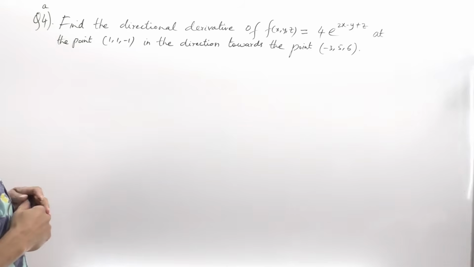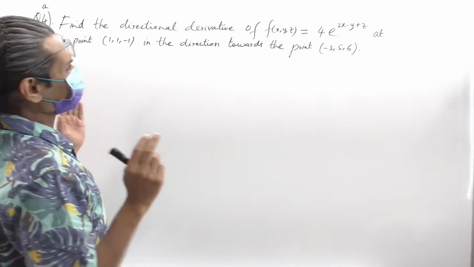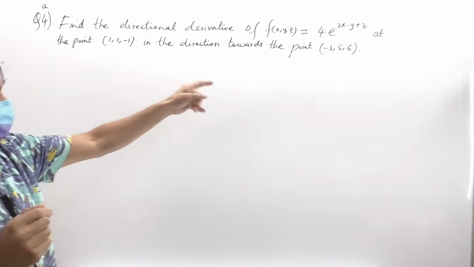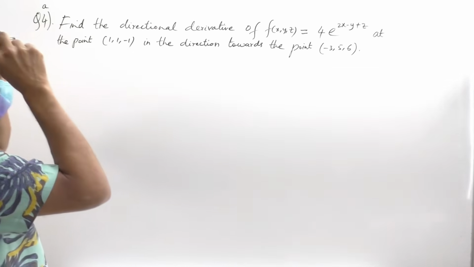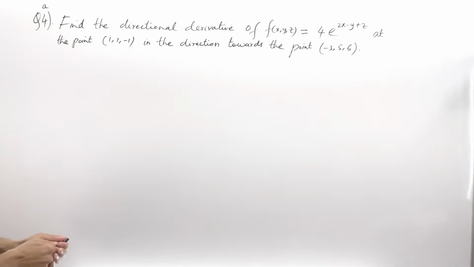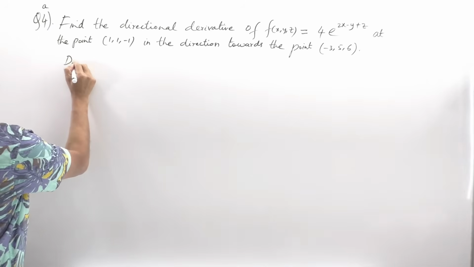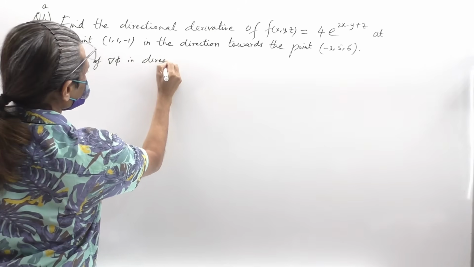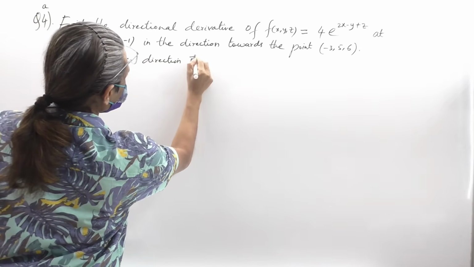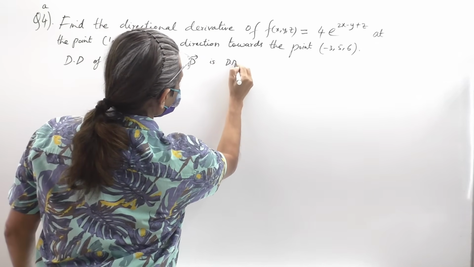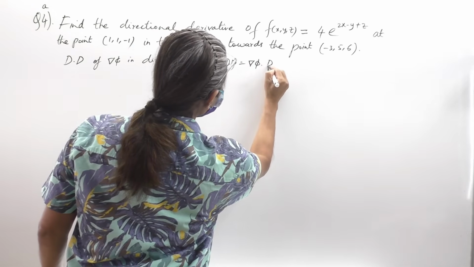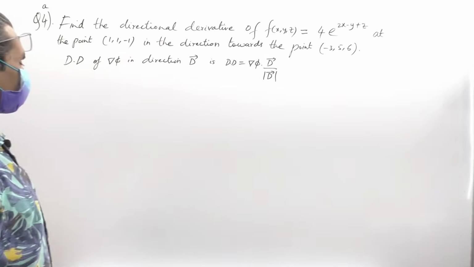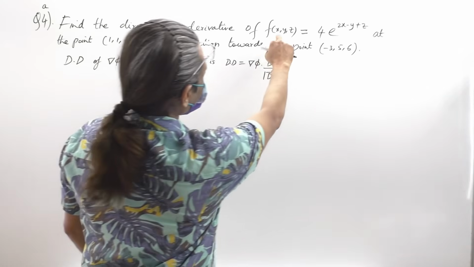Fine. So let's solve this. So find the directional derivative of the function f(x, y, z) is equal to 4 e raised to 2x minus y plus z at the point in the direction towards the point. So first, the basic of directional derivative is given as: the directional derivative of del phi in direction d vector is equal to del phi into that given direction upon modulus of the given direction.